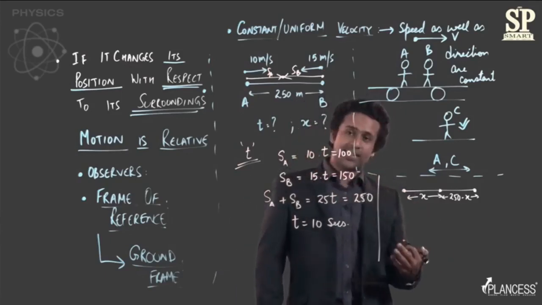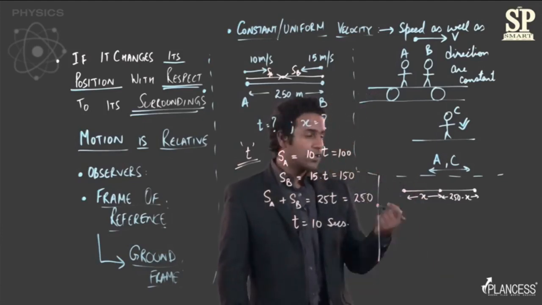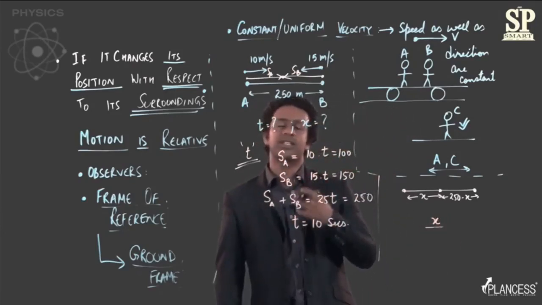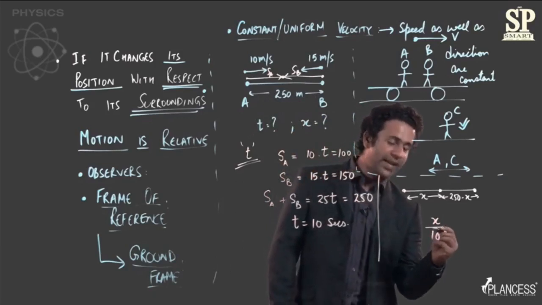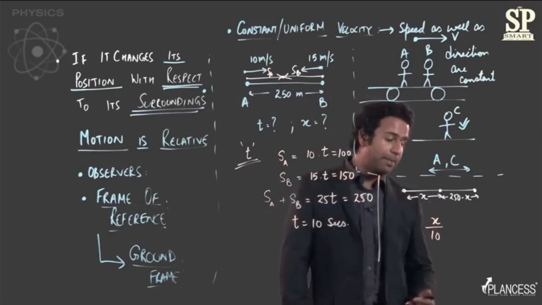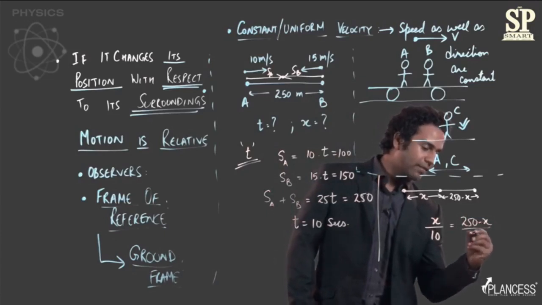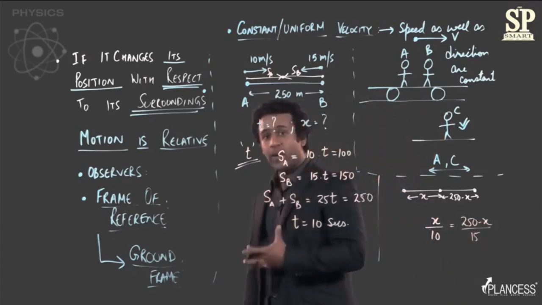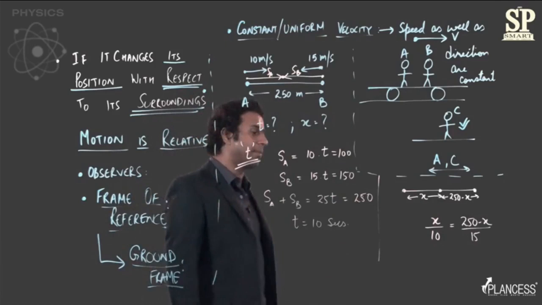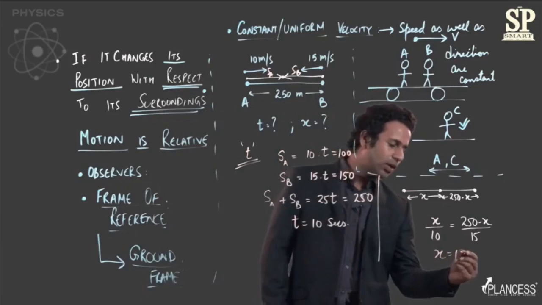So, we know the distances, we have to find time. How do we do that? Distance by speed gives you time. So, the time taken by A would be x divided by the speed of A, which is 10 meters per second. So, x by 10 is the time taken by A. Similarly, the time taken by B we can write as (250 minus x) divided by 15. And I've equated these two because the time taken by A has to be equal to the time taken by B. Now, if you solve this equation, you'll once again get that x is equal to 100.